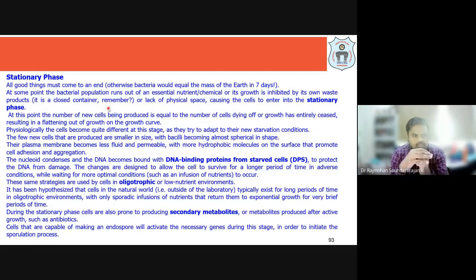What is happening in this phase? Physiologically, the cells become quite different at this stage. The behavior changes now. They try to adapt to the new starvation conditions, because earlier there were a lot of nutrients, so we were able to comfortably eat fully. Then there is a phase where there is a shortage of supply of food.